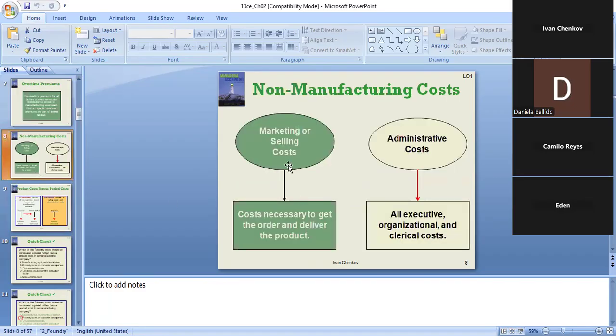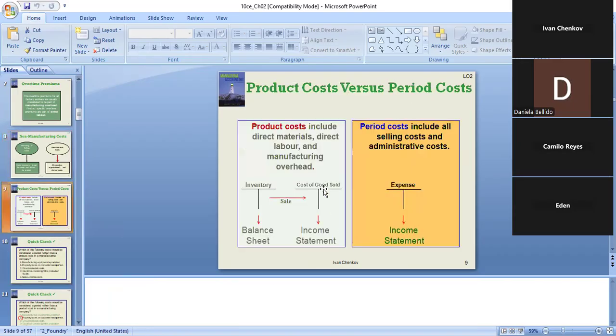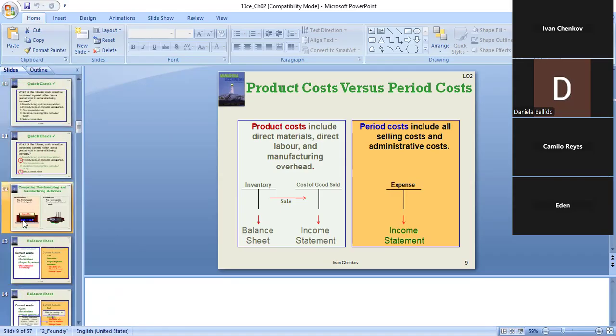And we're going to have the non-manufacturing cost, which will be directly expensed. So the difference between the product cost and the period cost is that product costs, for the time being, are kept in the inventory account until they're sold and become cost of goods sold, whereas period cost will be directly expensed on the income statement. Everything at the end of the day is going to go to the income statement.